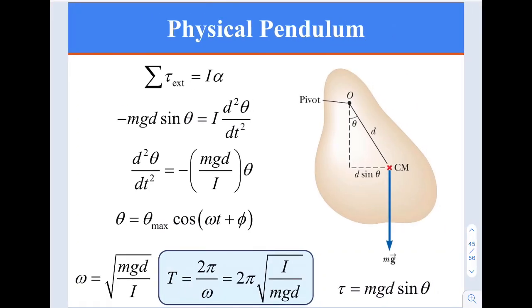Physical pendulum is a pendulum where we use an object of undefined shape. We choose one point to be a pivot, and we are going to oscillate this object. The hanging object oscillates about a fixed point, chosen at this point, that does not pass through its center of mass. So this pivot is not passing through the center of mass.